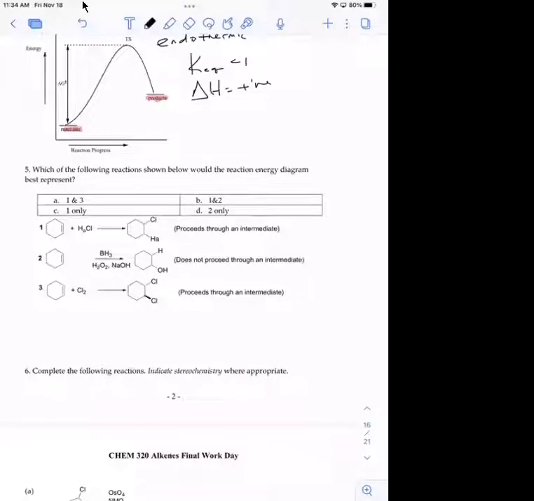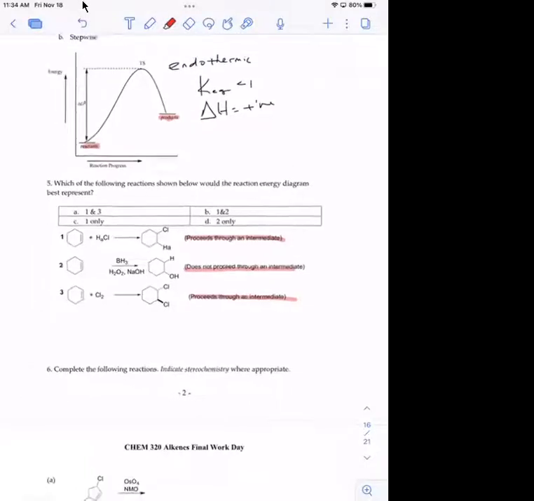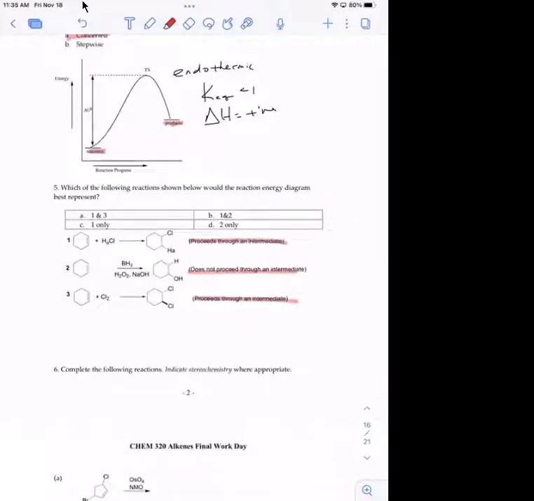Which of the following reactions shown below would the reaction energy diagram best represent? Forget about the reactions. Well, don't forget about them, but this is the clue right here. Any reaction that proceeds through an intermediate before you get to product is going to have multiple steps, because the intermediate is a step in between the starting materials and the products. So which one of these is going to be represented by that energy diagram up top? Two. I agree.